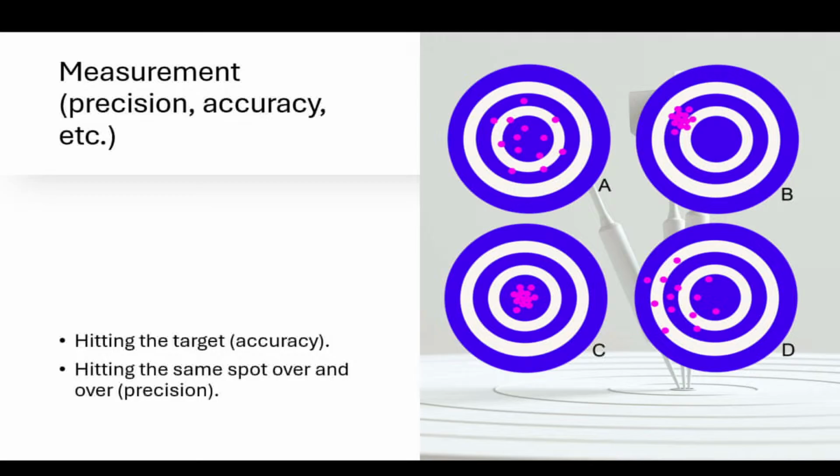Figure D shows that you are neither accurate nor precise, because your darts are spread out all over the place and they don't center on the center of the target, the bullseye. And then ideally you've got the situation in C where you're both accurate and precise.